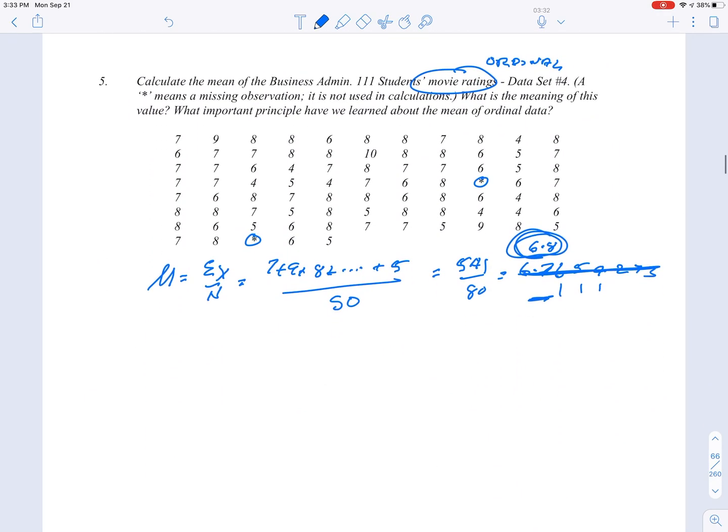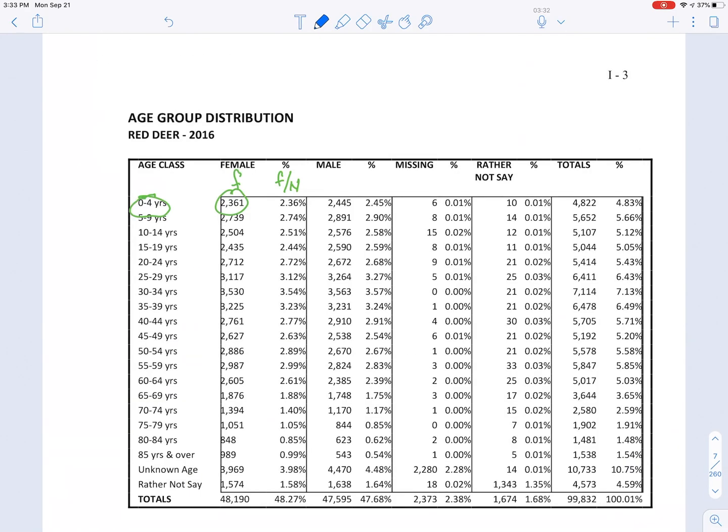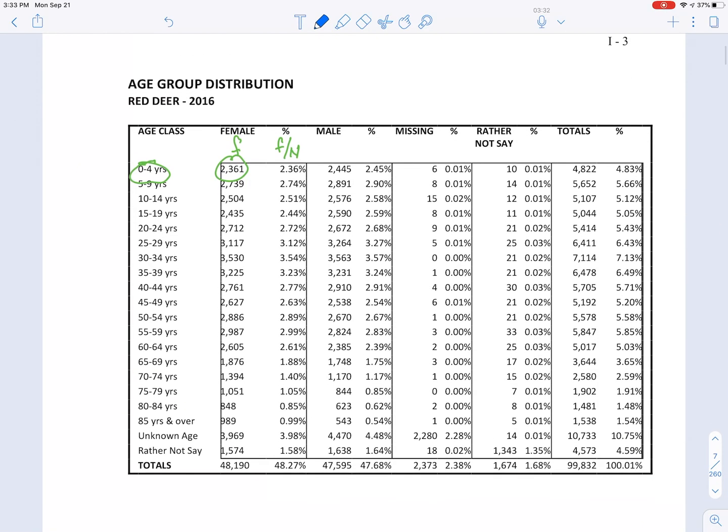Now, let's go back actually to page, I think it's about page 7 or so, where we're talking about the age distribution of people in Red Deer. This is what we call grouped data. And so you're not seeing all 100,000 people, right? We got, how many people do we have in total here? Almost 100,000 people. So we're not seeing a list of all 100,000 people.